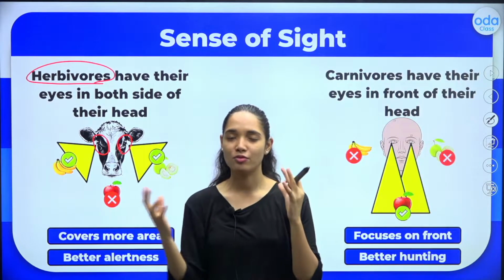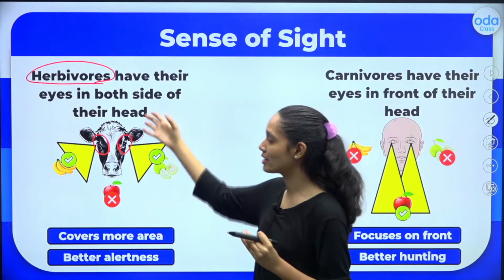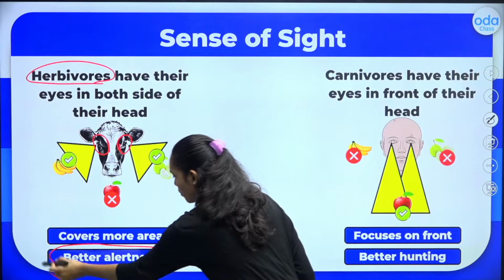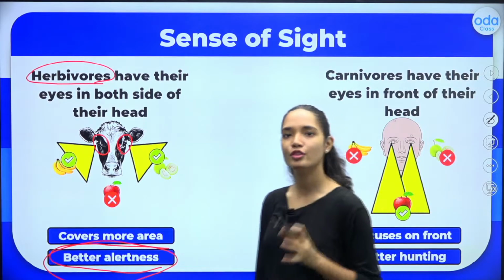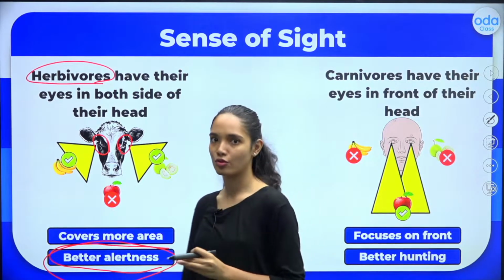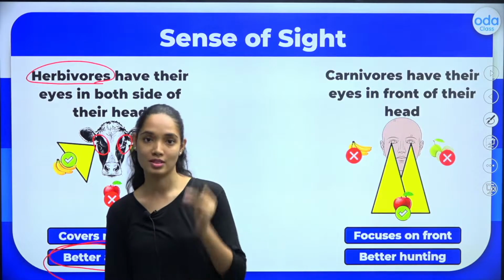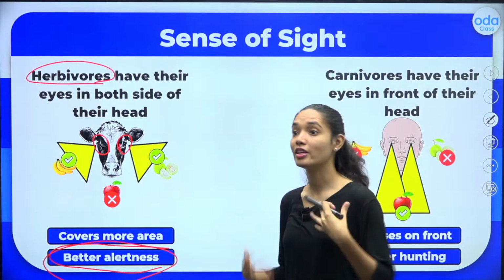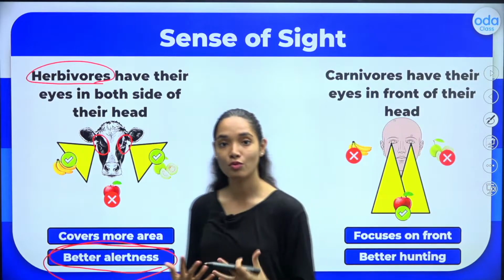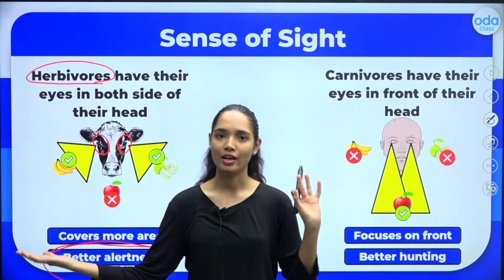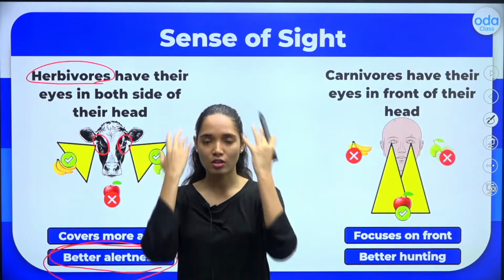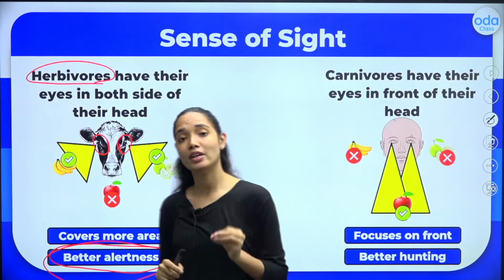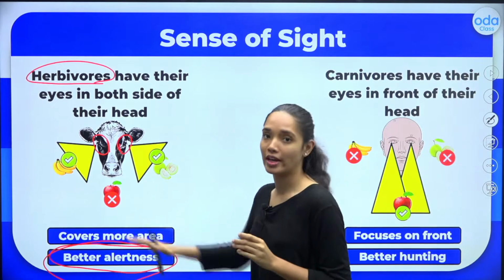Why do herbivores have this type of eyes? For better alertness. What does this mean, students? All of us know that carnivores or omnivores do hunt the herbivores for their food. So they need to stay alert. They need to know what's happening at their right and left. This type of positioning of eyes, that is at both sides of their head, helps the herbivores to cover more area.